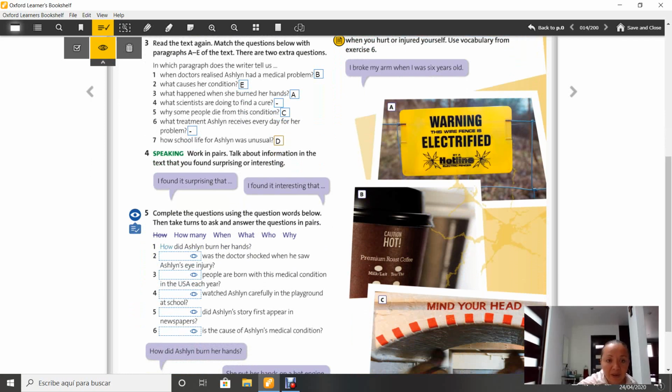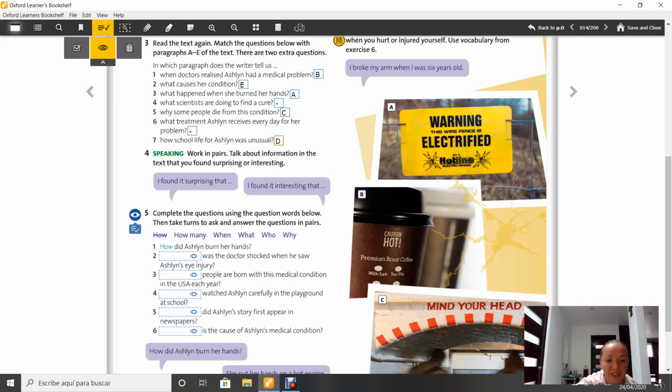Okay, now it says in exercise 5, we are going to do exercise 5, not 4. We are going to complete the questions using the question words. Do you remember the question words that we checked yesterday? When, where, how, why, etc. So it says take turns to ask and answer the questions in pairs. We're not going to work in pairs, but we are going to answer this, okay?